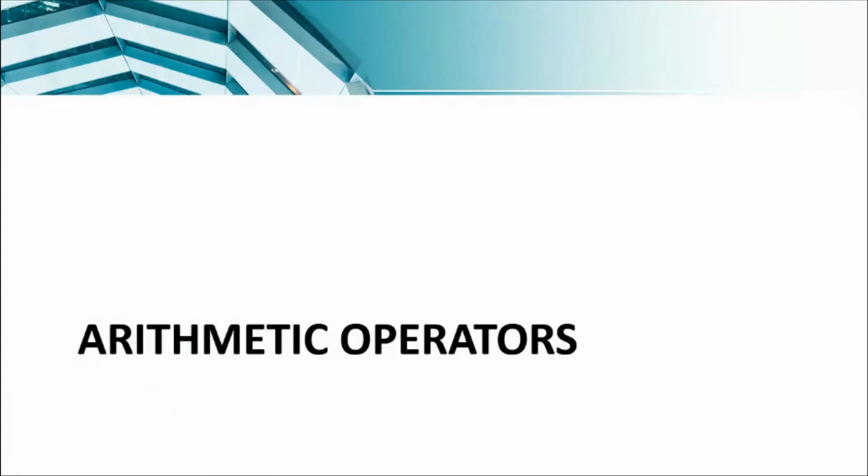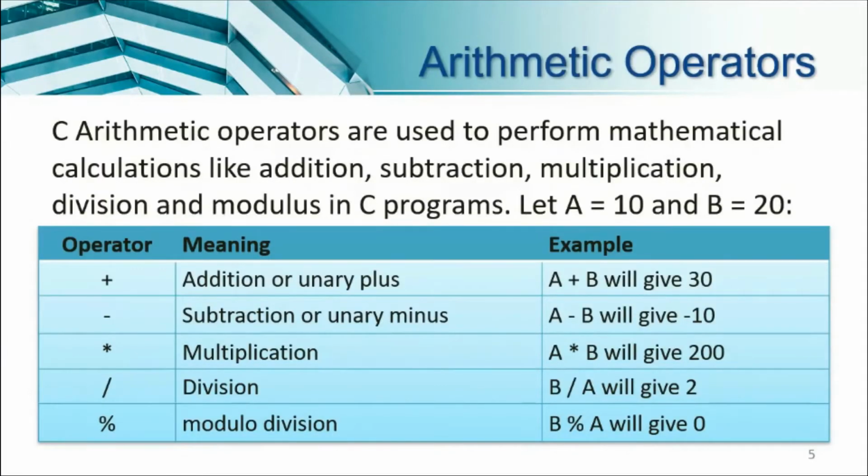All those things, the arithmetic operators. C arithmetic operators are mainly used to perform mathematical calculations like addition, subtraction, multiplication, division, and modulus. There are 5 arithmetic operators. They are plus and minus, that is the addition and the subtraction, then the multiplication, the division, or the modulo division, that is the modulus.